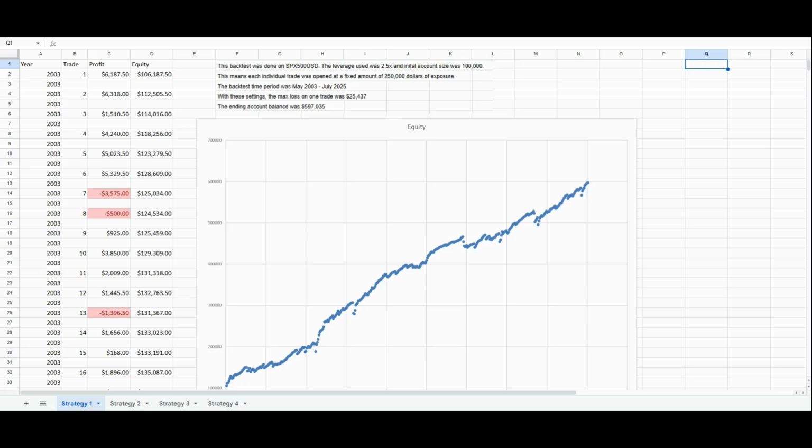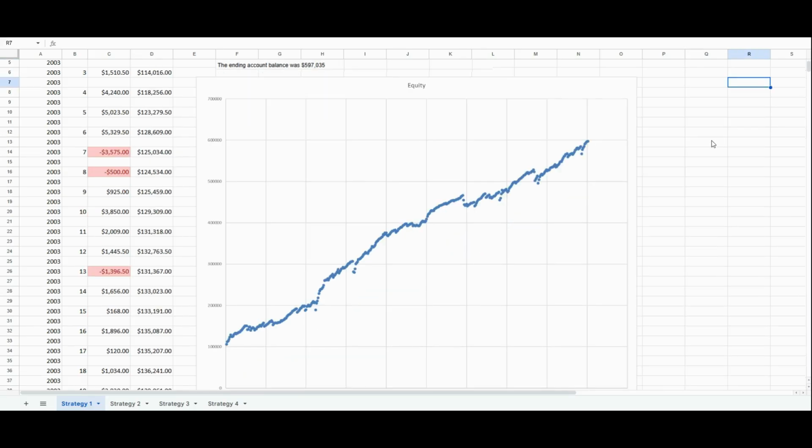For example, for Strategy 1, we can see this backtest was done on SPX 500 USD. The leverage used was 2.5 times, and initial account size was $100,000. This means each individual trade was opened at a fixed amount of $250,000 of exposure. The backtest time period was May 2003 to July 2025. With these settings, the max loss on one trade was $25,437. The ending account balance was $597,035.